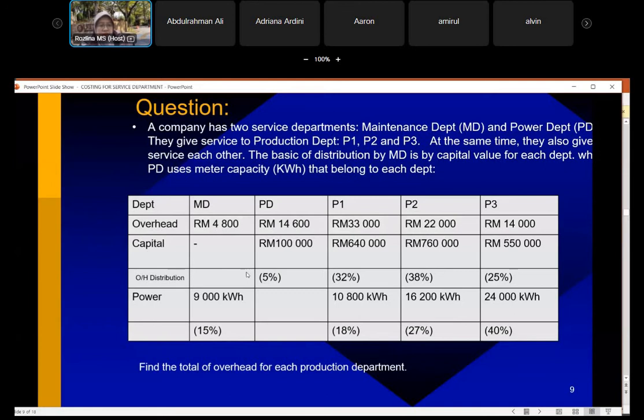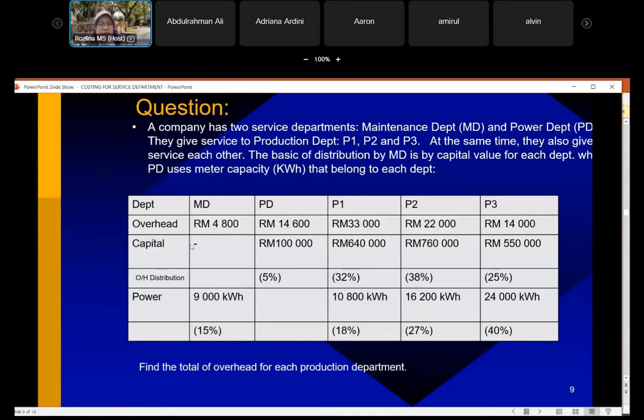So what you have to do is calculate the percentage. It is like calculating the portion. Let's say PD is the power department. Power department gives the service to MD, P1, P2 and P3. For this one we use capital. Sorry, MD first. MD gives the service to PD, P1, P2, and P3. This is the cost that the MD uses.